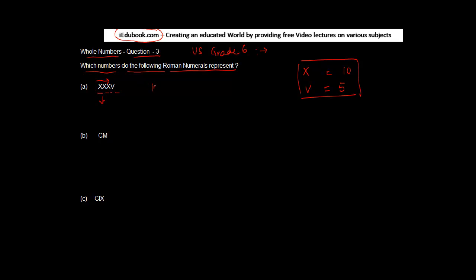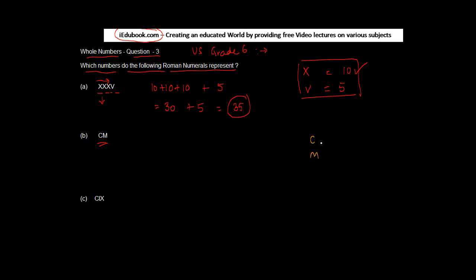That means you have to add all 3 of them, 10 plus 10 plus 10. Each X stands for 10, so we add 10 three times, which will make it 30. Plus V stands for 5, so we add another 5: 30 plus 5, or 35. Next we have CM.